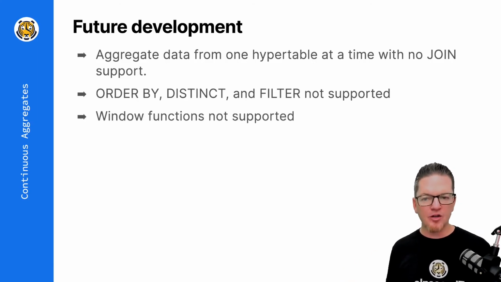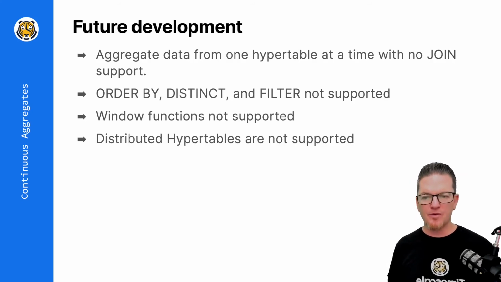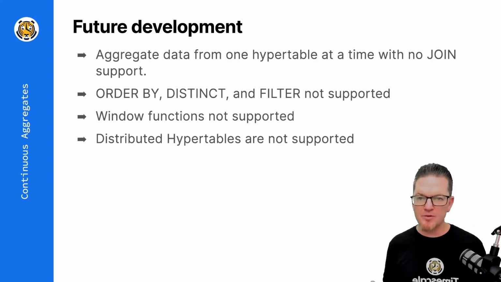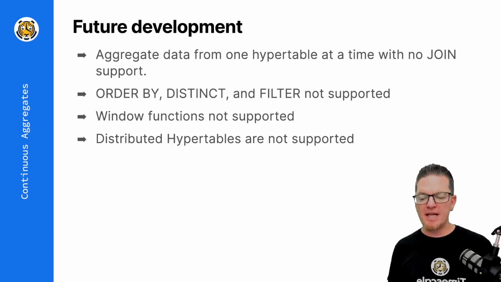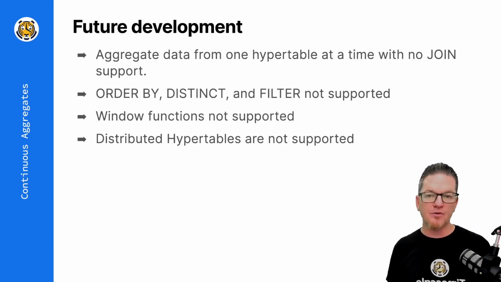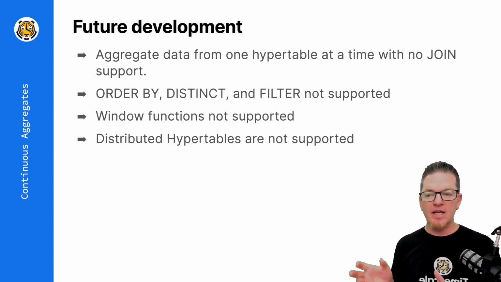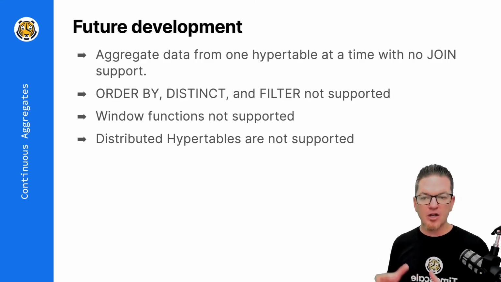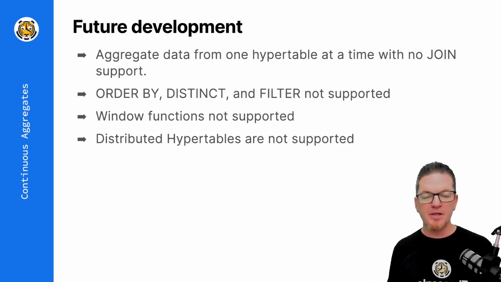Window functions are not currently supported. Again, something that hopefully we'll be able to support eventually. As I said earlier, distributed hypertables are not supported. So that means that if you have a distributed hypertable, a continuous aggregate currently cannot query that as a source. It's only a regular hypertable on an access node. So if you're using multi-node Timescale, continuous aggregates are not currently supported on your distributed hypertables, something we're actively working on.